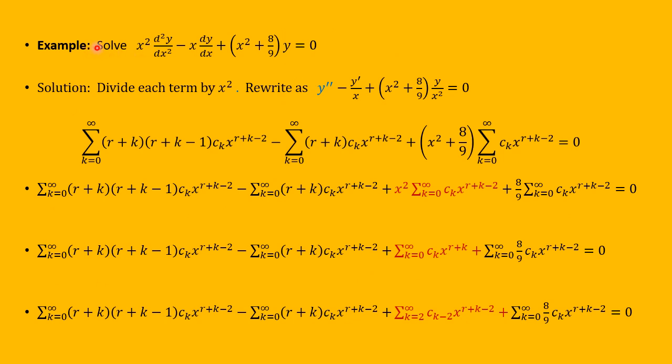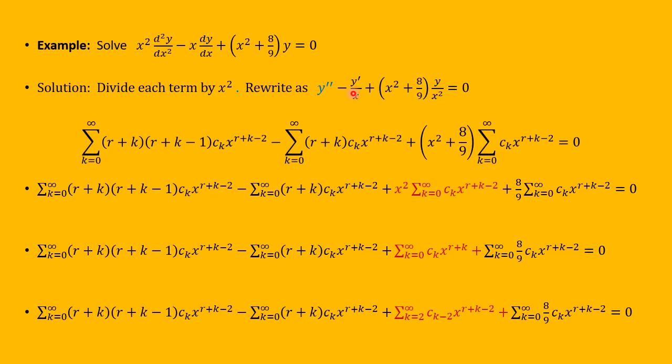So now let's look at this example. Let's solve x squared times the second derivative of y with respect to x minus x times the derivative of y with respect to x plus the quantity x squared plus 8/9 times y equals 0. The first thing we'll do in our solution is to divide each of these terms on each side of the equation by x squared. And so when we do that, what we have is the second derivative of y minus y prime over x. And where did that come from? If we divide this by x squared, we'll have x over x squared here, which is going to be 1 over x. 1 over x times y prime is what we have here.